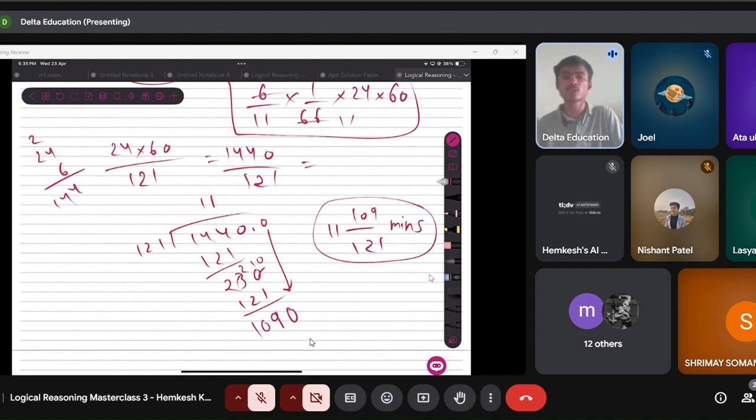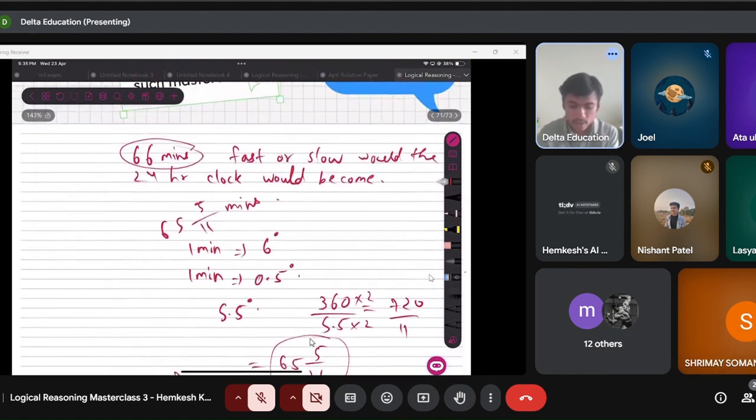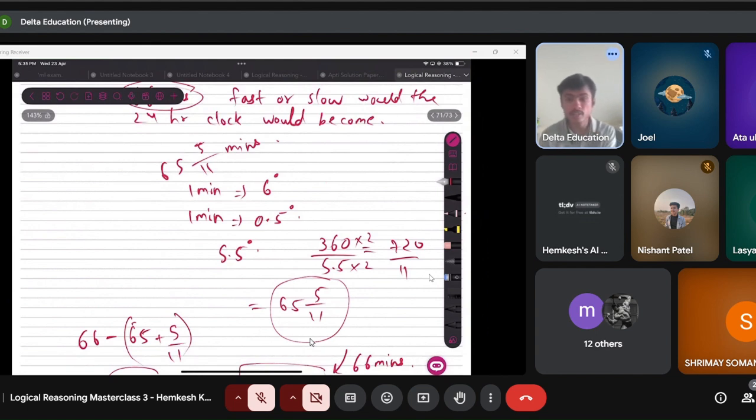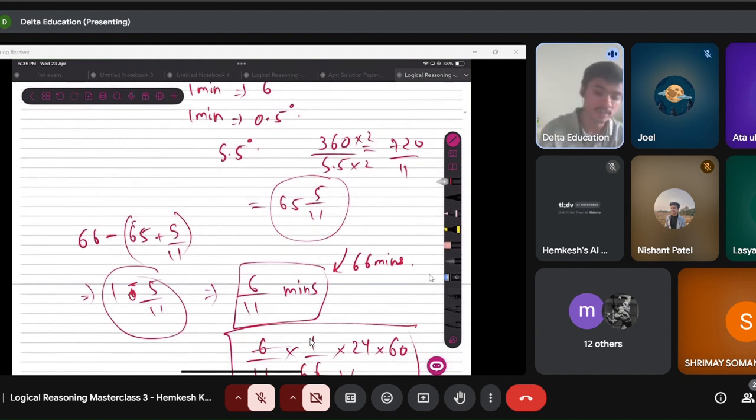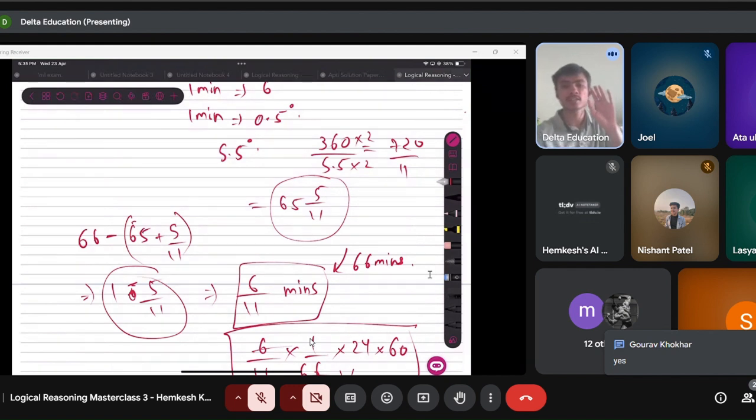Now, any more doubts? Like these two questions, I knew the students had doubts over here. Any more doubts? Again after the proof, which part? So we know that we got 65 5 by 11. If the clock is correct, then the hour hand and the minute hand would take 65 5 by 11 minutes to meet each other again. But now it is given in the question that this happens after 66 minutes. This means the clock is slower, correct?